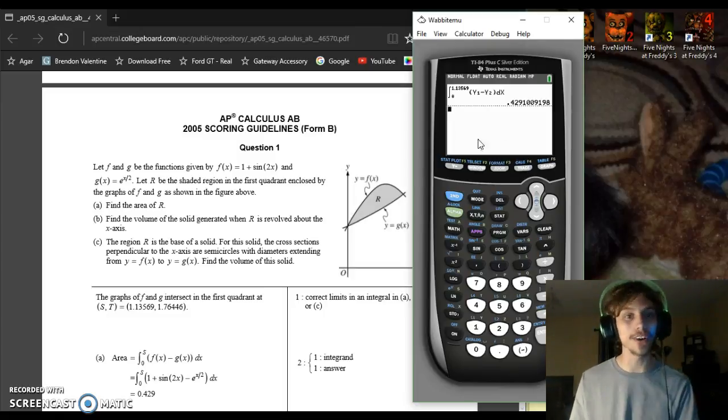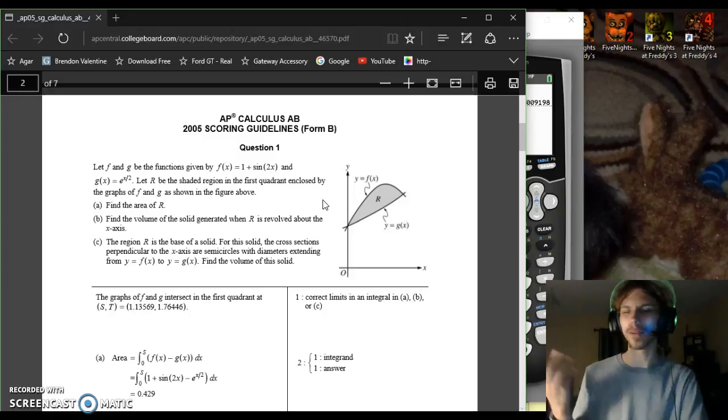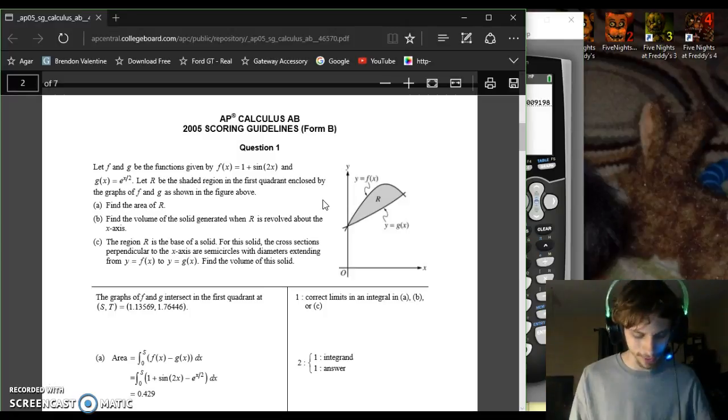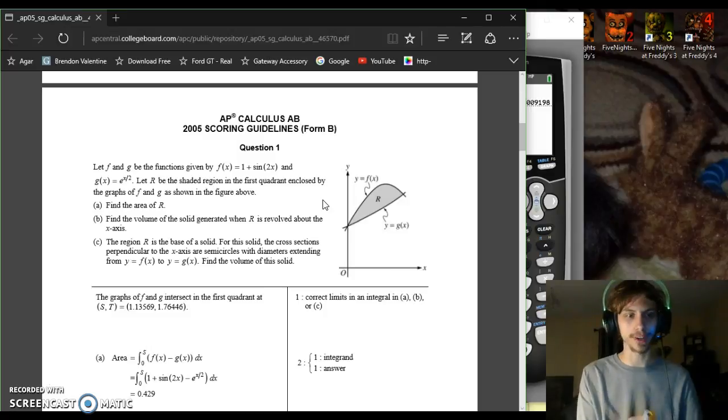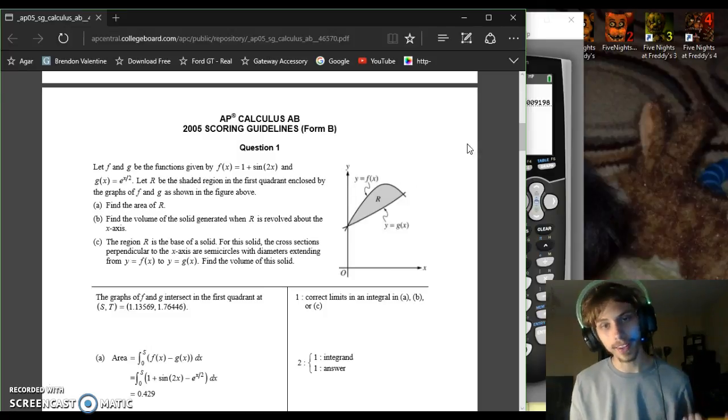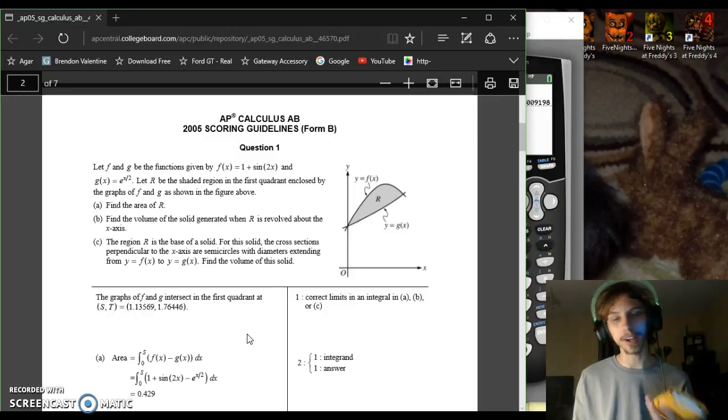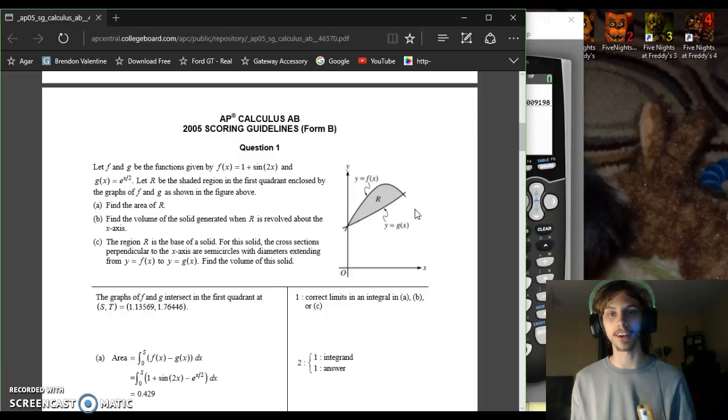Okay, you're welcome. I'm saying welcome to myself. I don't know, I'm tired. Don't judge me. So the area of R is 0.4291, whatever it's at, 9198.